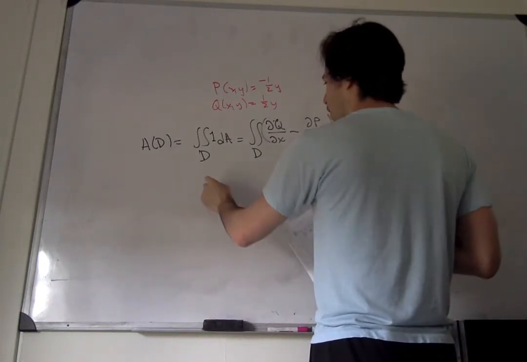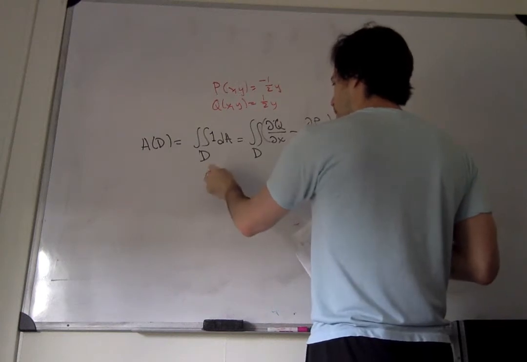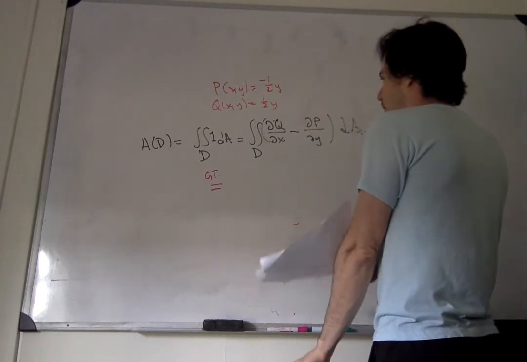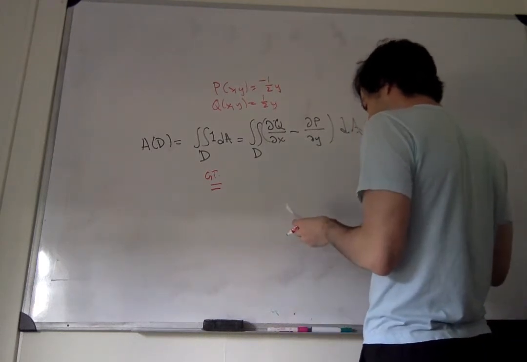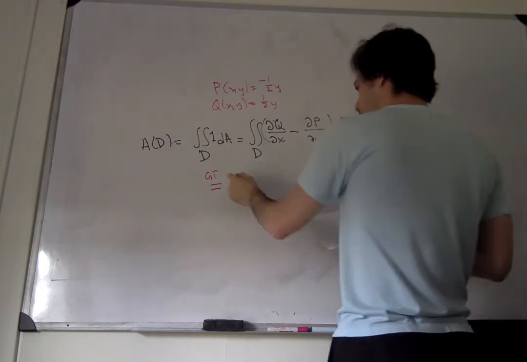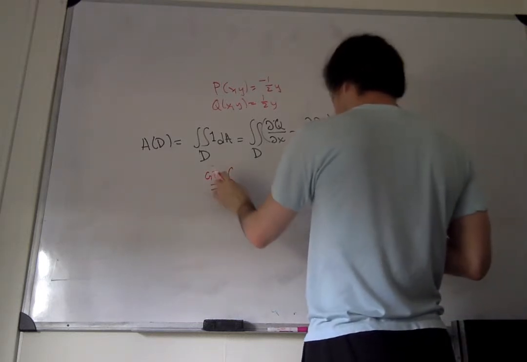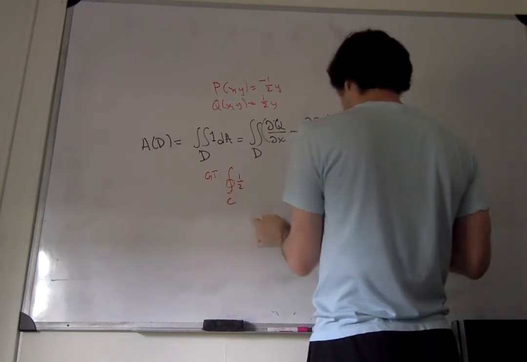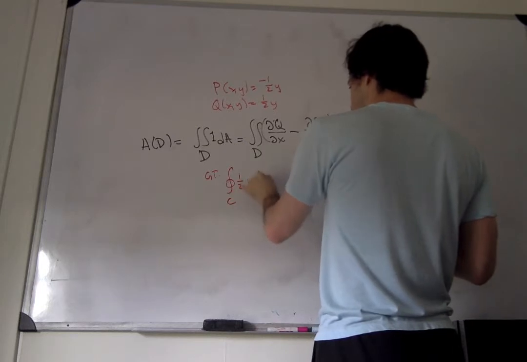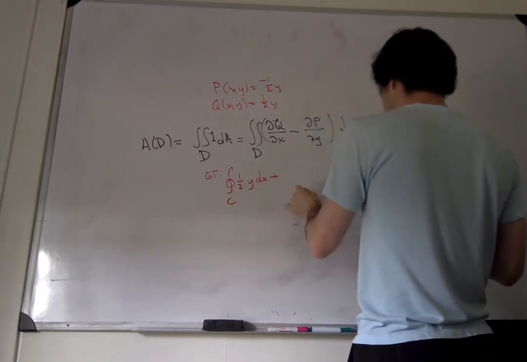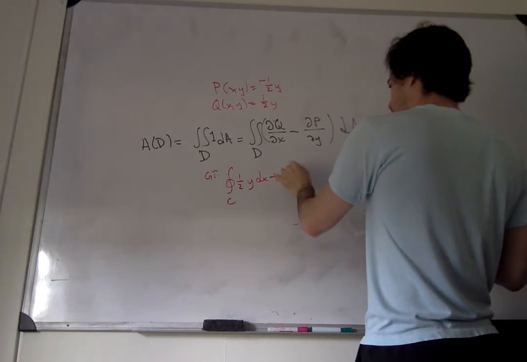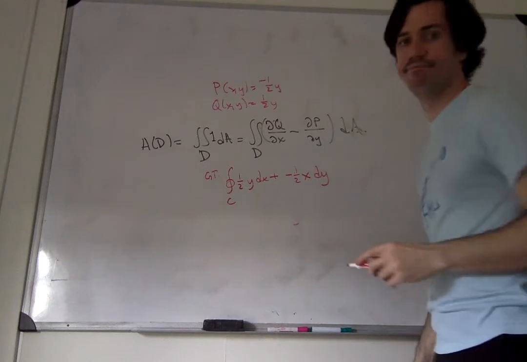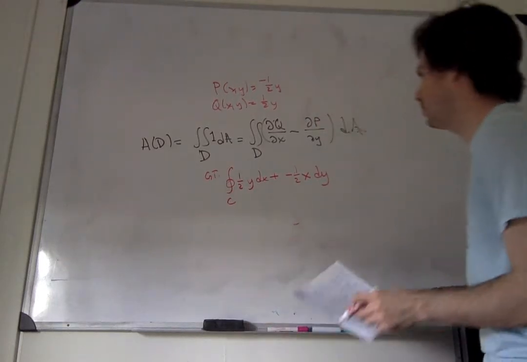So, well, what do I want to say? Well, I want to apply Green's theorem, right? So what does Green's theorem say? Well, it's actually going to say this: 1/2 y dx plus negative 1/2 x dy. Okay, that's what it says.